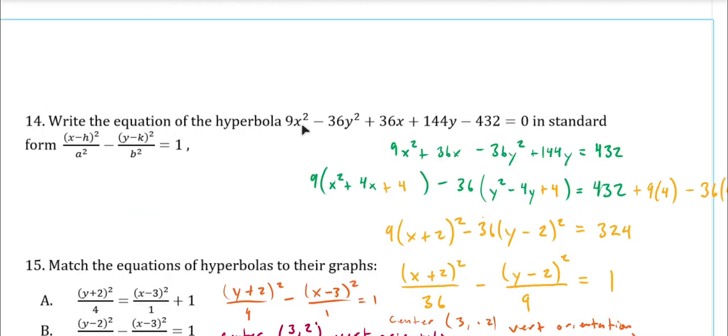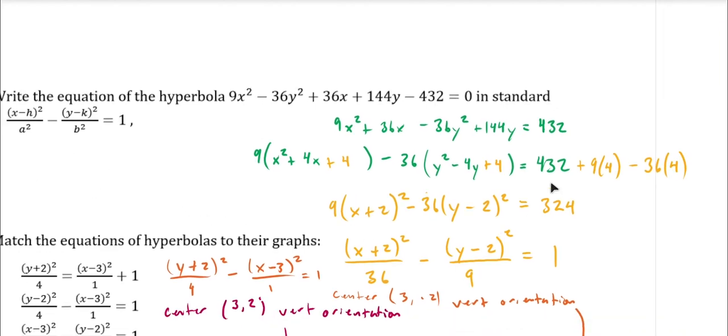Question number 14 asks us to write this general form equation in standard form, which we can do by completing the square. I would first rearrange things to group x's and y's, bring my constants to the other side. Factoring out a 9 and making enough room, I can complete the square by adding 4 inside. And also factoring out a minus 36, I can complete this square by adding 4 inside.